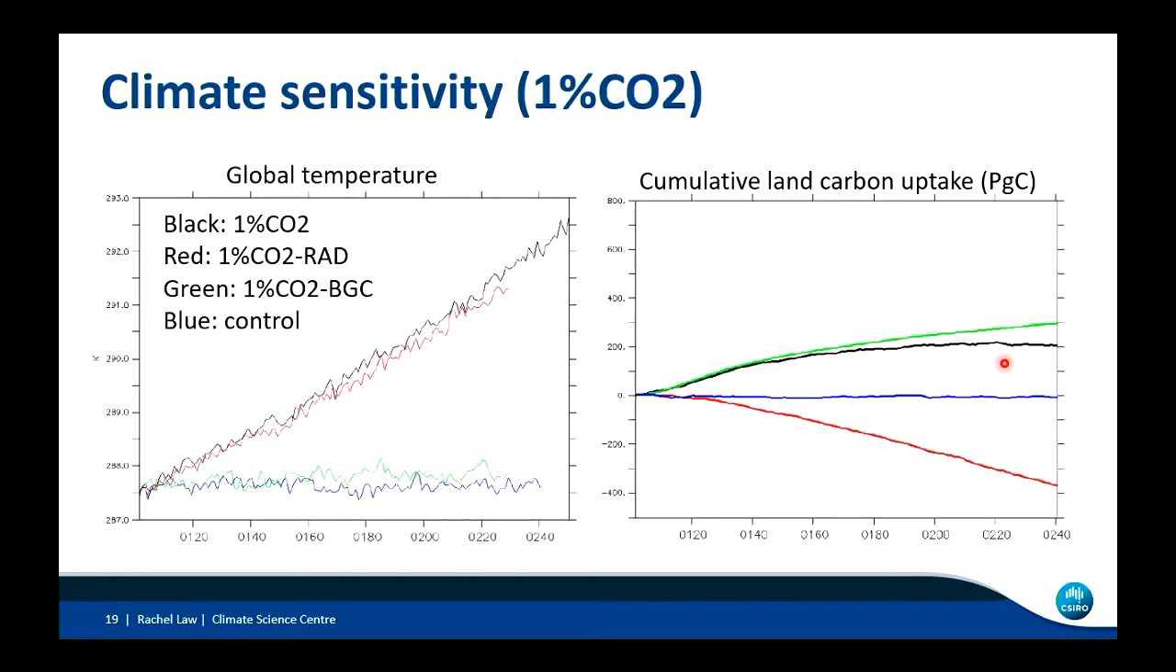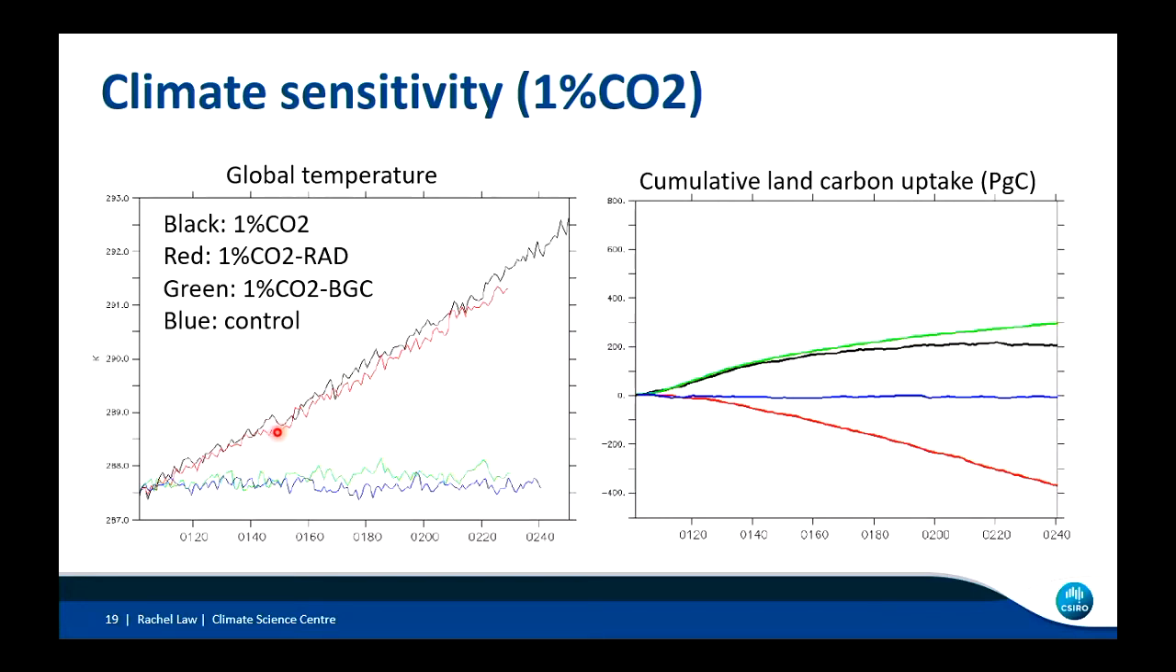This is another typical climate sensitivity run. It's the 1% CO2, so a more gradual increase in CO2. It's used for just assessing temperature, but it's also used in a carbon context for understanding feedbacks between the climate and the carbon cycle. And so you get cases where you might run the 1% CO2 increasing, which is seen by both the carbon cycle and by the radiation scheme, or cases where it's only seen by the radiation scheme or only seen by the biogeochemistry.